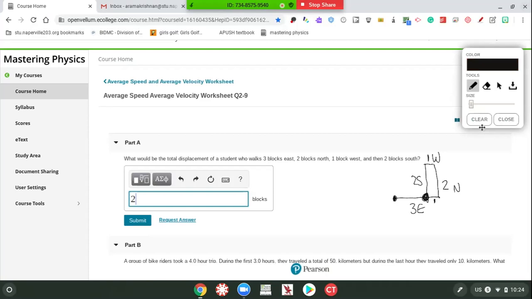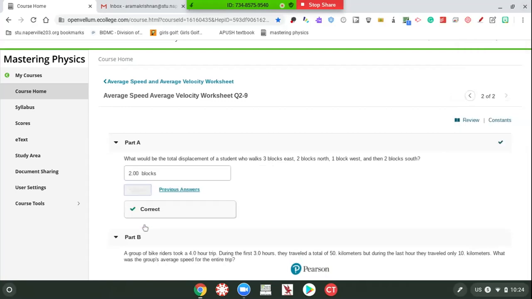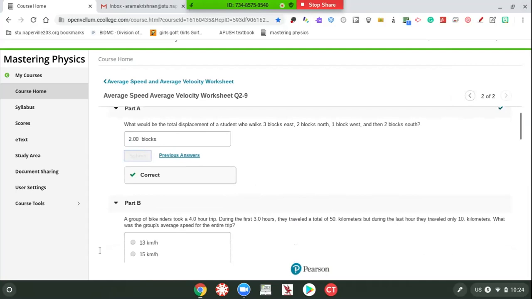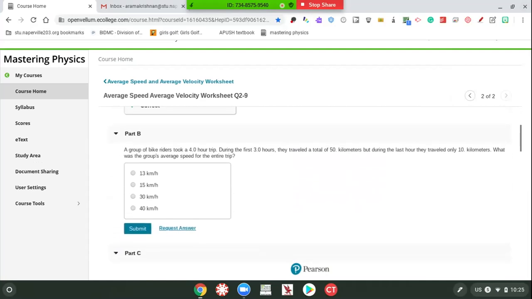Displacement is asking, so 2 towards east, but he's not asking the direction. 2 blocks you have to put east, right? It doesn't say east. It doesn't say we have to. Because the final position is 2 blocks east. Yes. Okay.